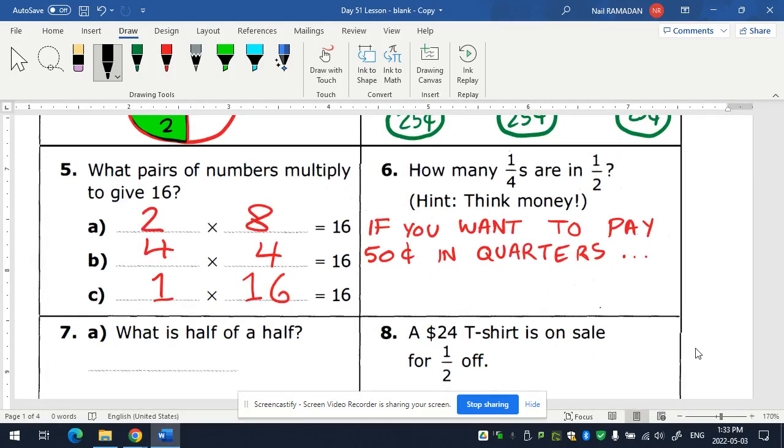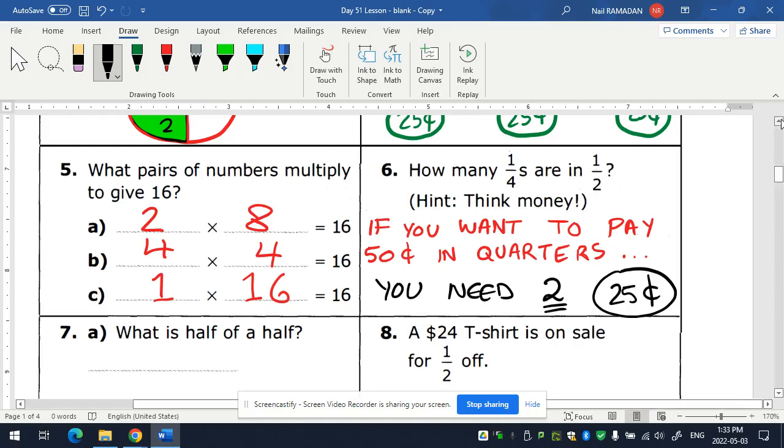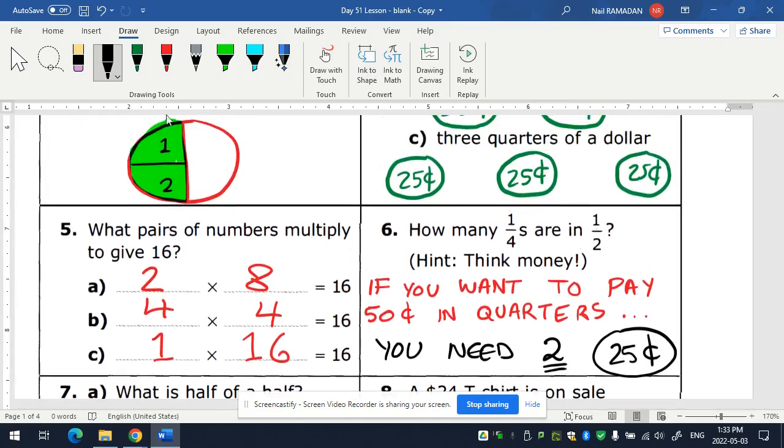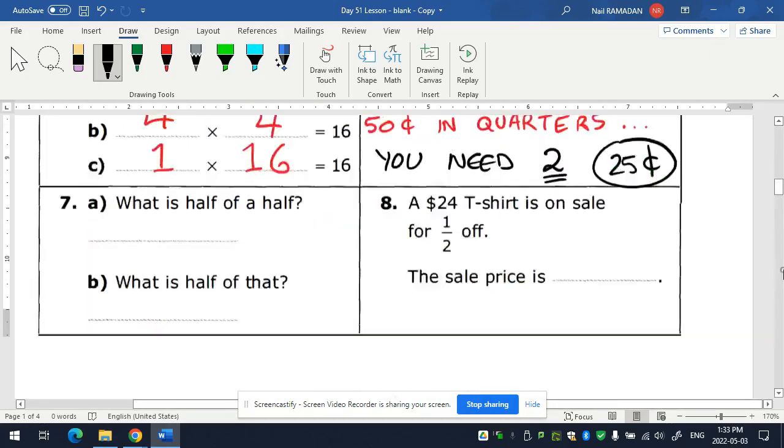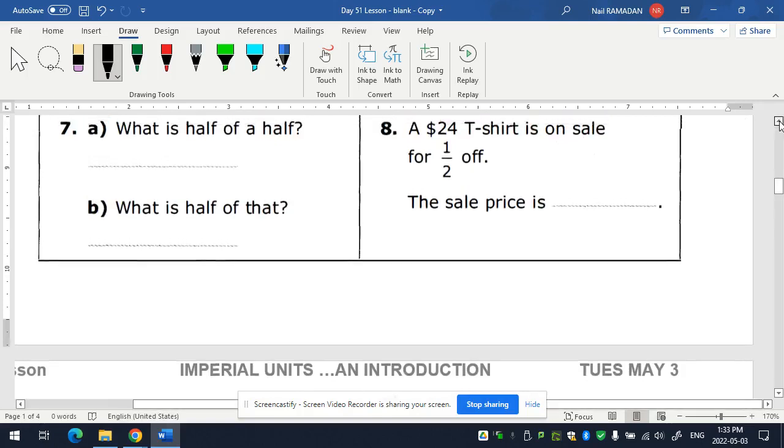If you want to pay me half a dollar or 50 cents, how many quarters are you gonna use? You need two. There we go. That's the answer to the question. Again, thinking in money really simplifies a lot. Okay, what is half of a half? Kind of like this pizza thing. First, you divide it into a half, and then you took that green half and divided it into a half. So it's like asking, what's 50% of 50%?